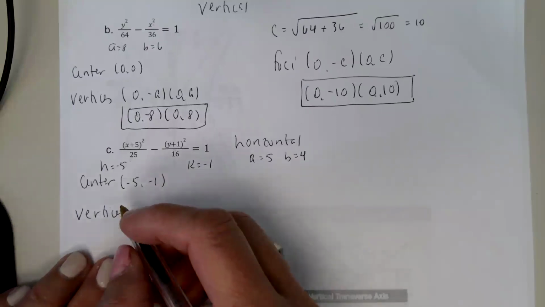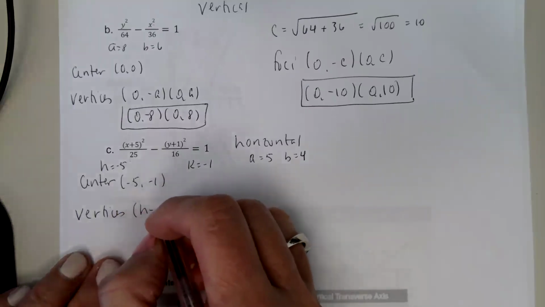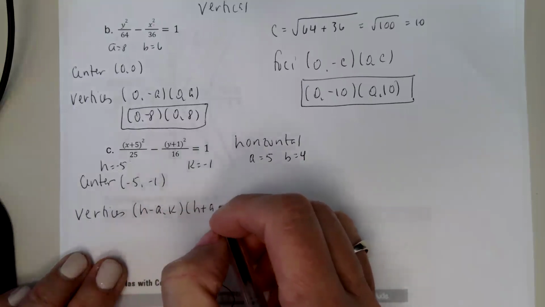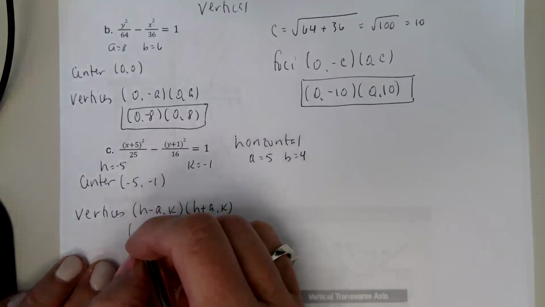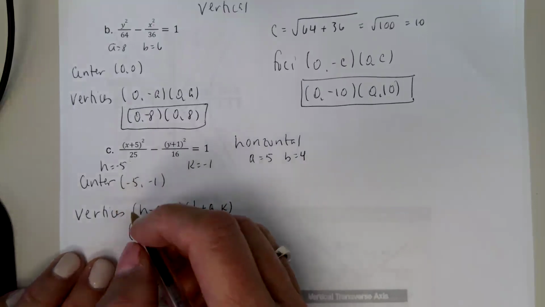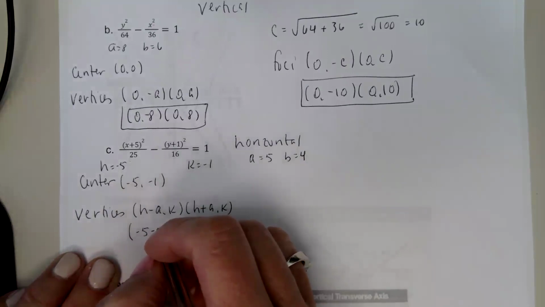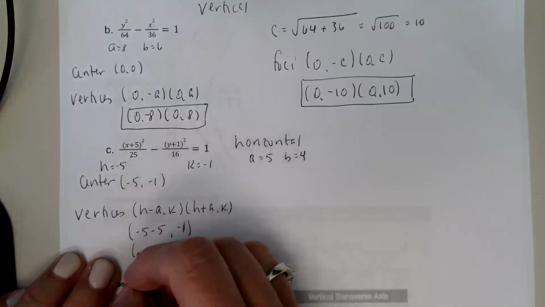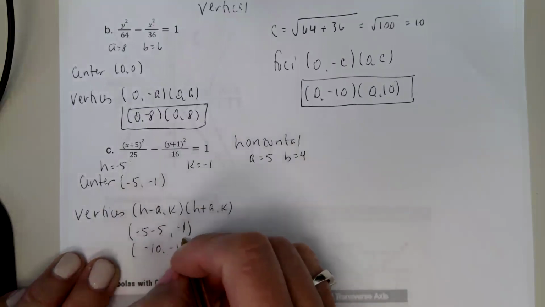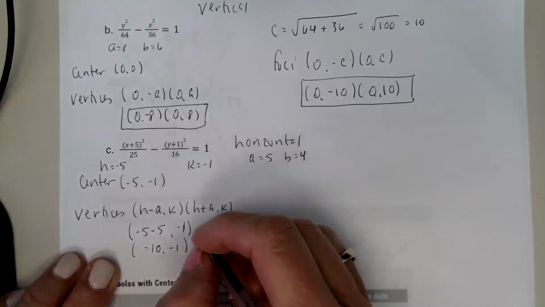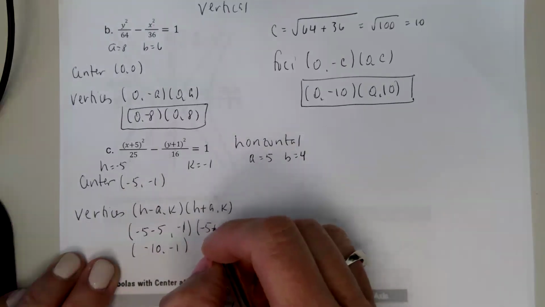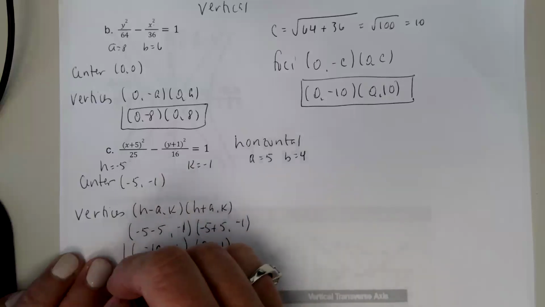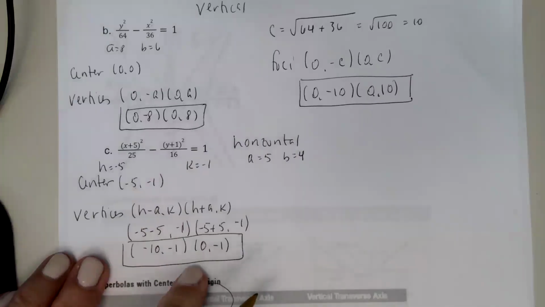So our vertices are at h minus a, comma, k, and h plus a, comma, k. So h is a negative 5 minus 5 because a is 5 and k is a negative 1. So one of them is at a negative 10, negative 1. And the other one is at h plus a, comma, k. So that would be a 0 and negative 1. So those are the vertices.